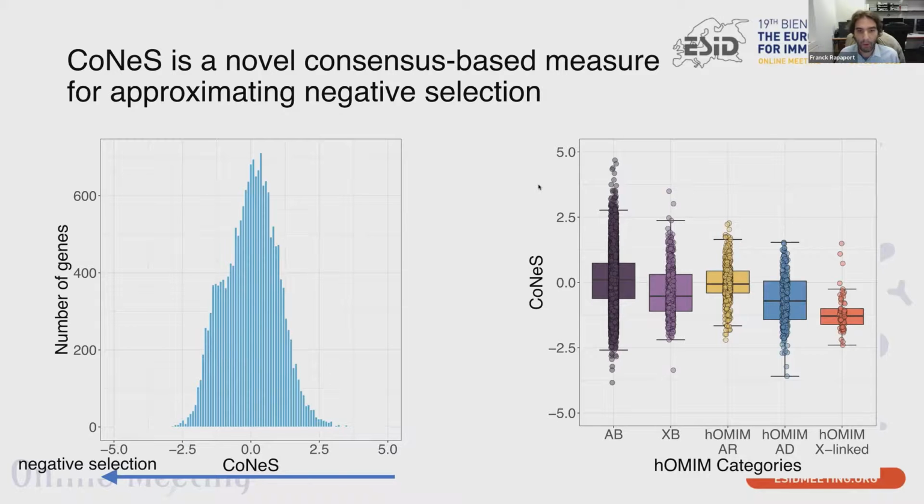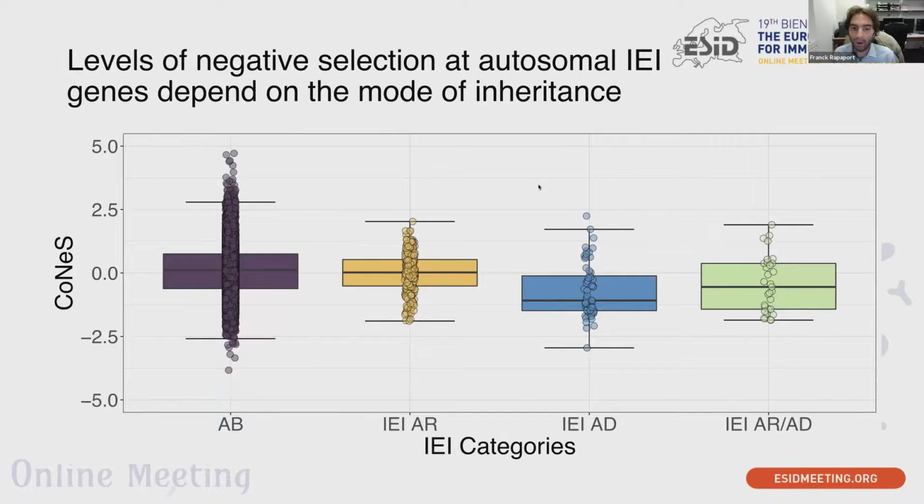So what happens for the genes that underlie inborn error of immunity? We can see the same thing. On the left-hand side of this slide, you have AB for autosomal background genes, so all the genes that are on autosomes and do not underlie any disease, nor are known to be essential. Then you have the genes that underlie autosomal recessive inborn error of immunity, then the genes that underlie autosomal dominant inborn error of immunity, and finally the genes that underlie both recessive and dominant inborn error of immunity.